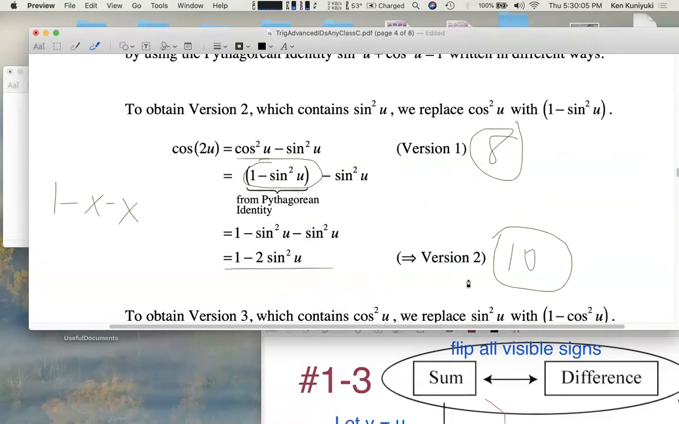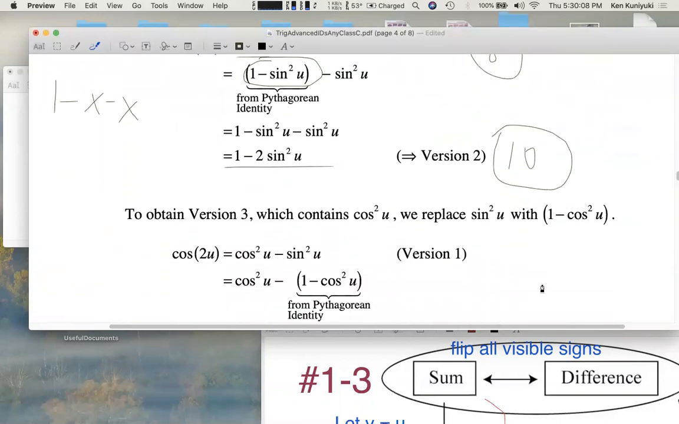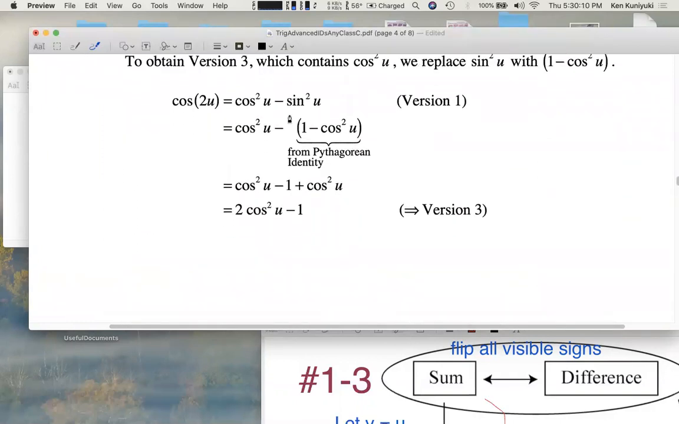How do we get version 3, or identity number 11? This time, we replace sine squared of u with 1 minus cosine squared of u. That's another variation on the basic Pythagorean identity. Distribute the negative 1 here. We get this here. In short, it's of the form x minus 1 plus x. X plus x is 2x. Here x is cosine squared u. So we get 2 cosine squared u, and then the minus 1.